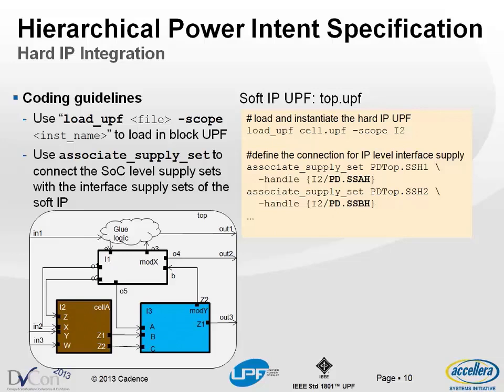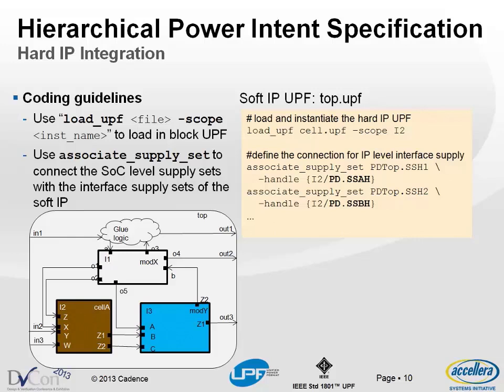Again, very similar to the soft IP, load the UPF with -scope, link it to the specific block, and then use the associate supply set to link the interface supply for the hard IP and SoC level. So in here, we show that here is the hard IP as before. Then what the UPF code looks like is even simpler in this case.